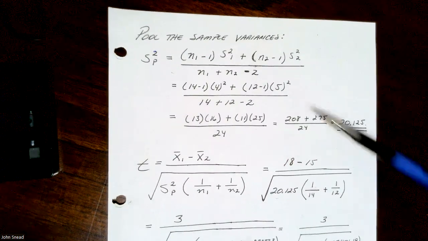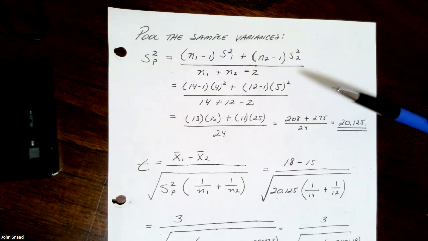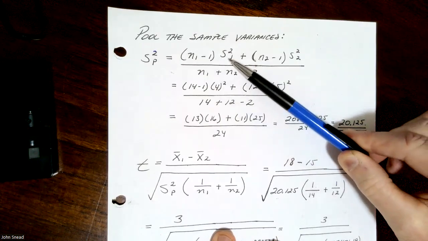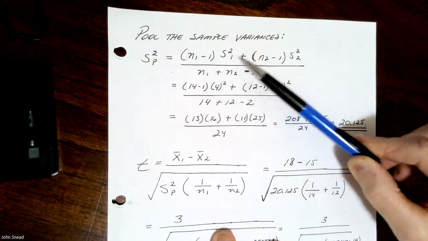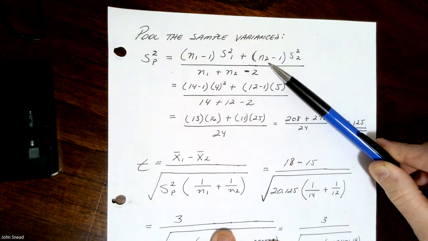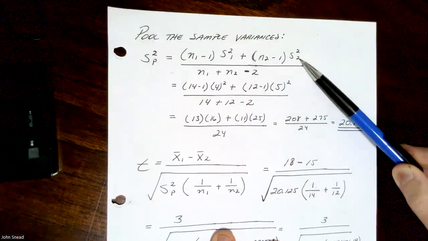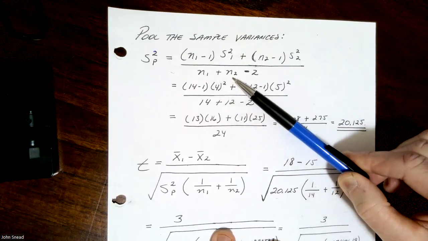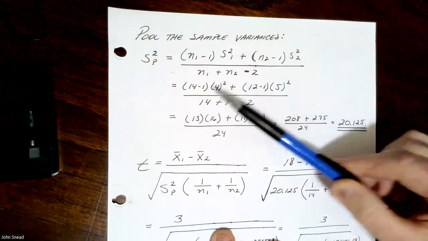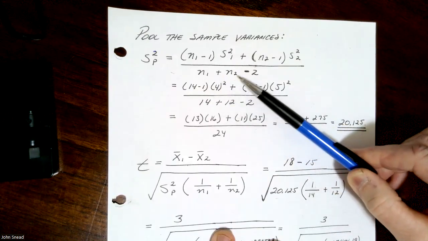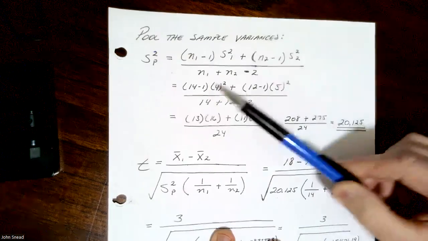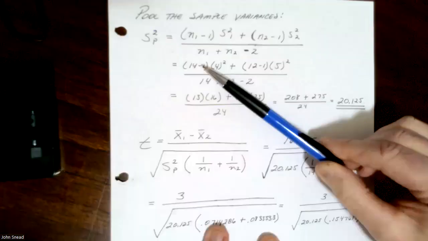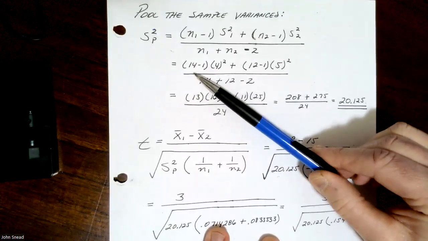This is the equation. It looks a little intimidating, but actually it's pretty easy. All that we're going to say is N1, the number in group 1, minus 1 times the variance of group 1, plus the sample size of group 2 minus 1 times the variance of group 2, over the sample size of 1 plus the sample size of 2 minus 2. Technically, this is N1 minus 1 plus N2 minus 1, but that is the same thing as N1 plus N2 minus 2.